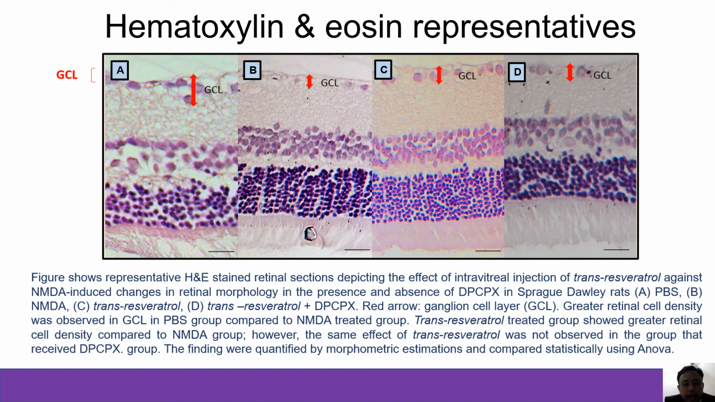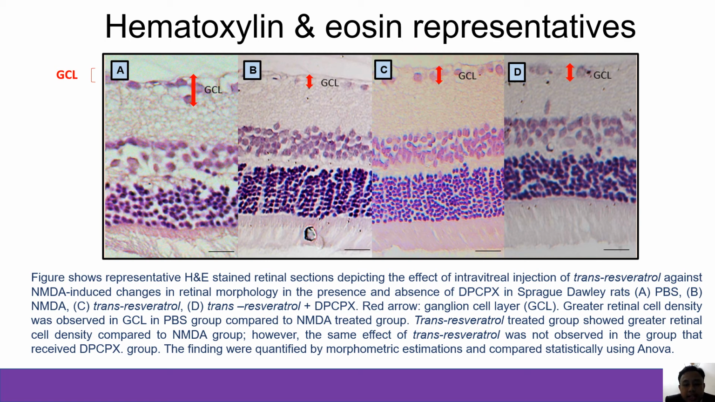In correlation with the ELISA results, I also prepared a hematoxylin and eosin representative staining for each of the groups. As you can see, indicated by the red arrow is the GCL layer. This is where all the RGCs reside. As you can see in A for the PBS group, there are more RGCs. In contrast, in B, which is the NMDA group, there are few RGCs located there.